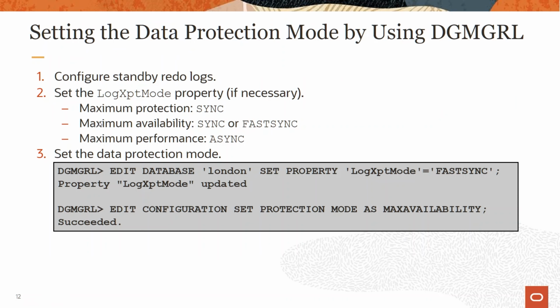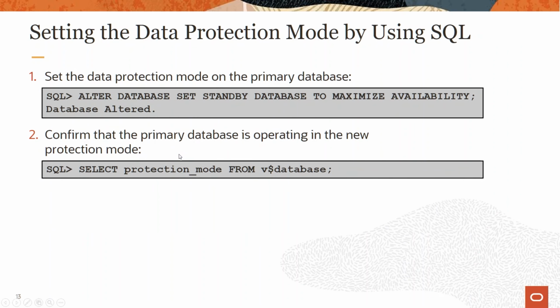So in this case, depending on your data protection mode, you have to set the redo transfer mode that is required, either sync or fast sync and async. After changing the redo transfer mode, you can promote it to maximum availability or maximum protection. And you can also perform the same task using SQL Plus.